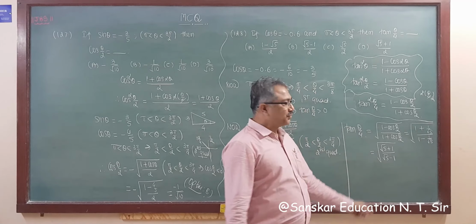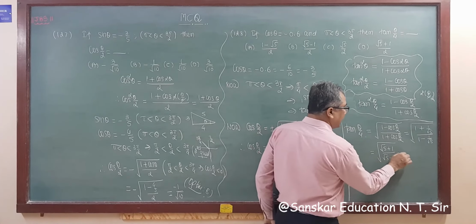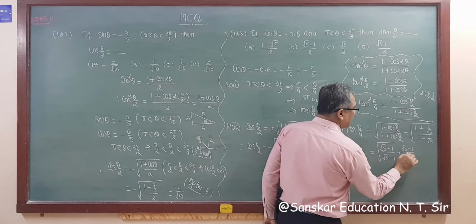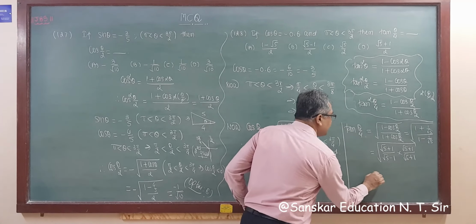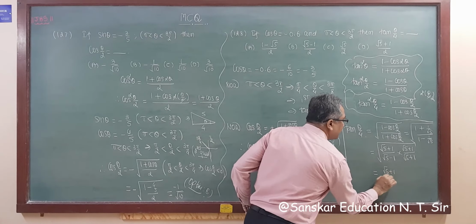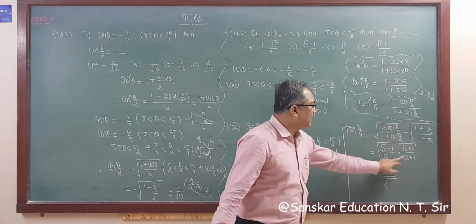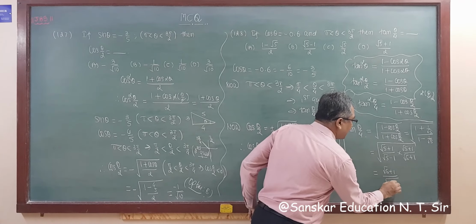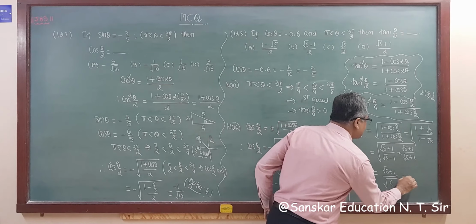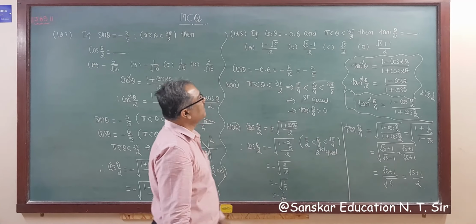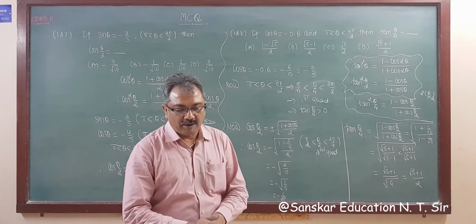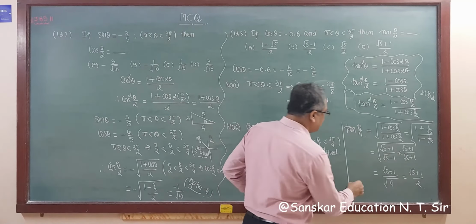So rationalizing this, we multiply by root 5 plus 1 in numerator and denominator. So this is root 5 plus 1 whole square upon 5 minus 1, which is 4, right, and square root of 4 is 2. So your answer will be root 5 plus 1 by 2, that is option D is your correct answer. So option D is your correct answer.